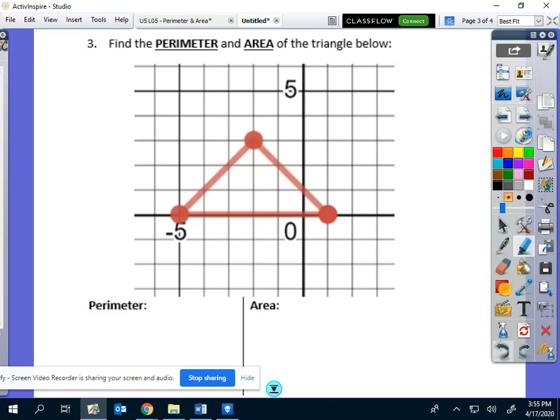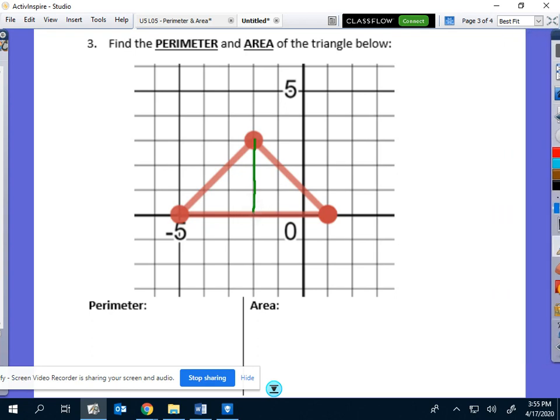Or another option, since you have this isosceles triangle, is you could do something we've done earlier in the unit, and drop a line straight down the middle. That would be the height of your triangle. So the height of our triangle would actually be 3. And the base, going from 1 all the way to -5, would be 6.